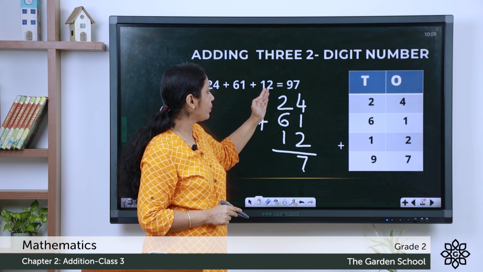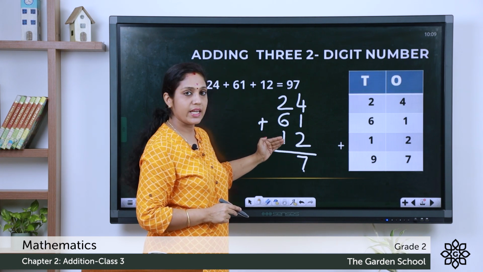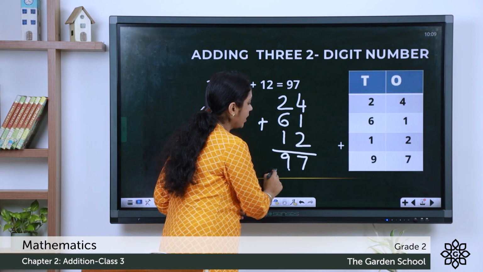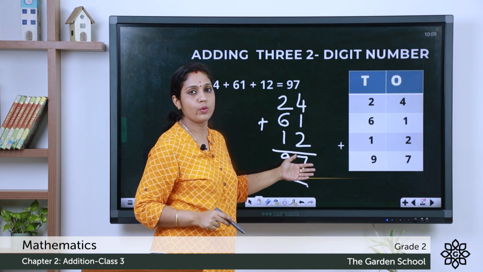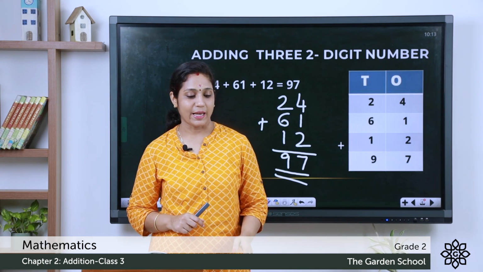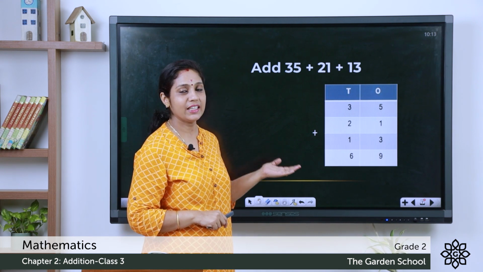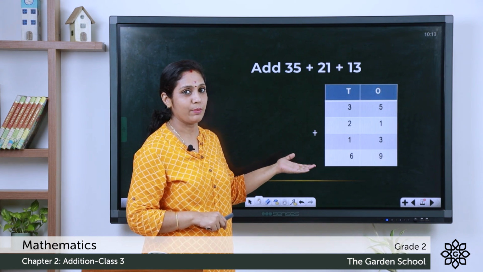So, it is 2 plus 6 is 8 and 8 plus 1 is 9. So, we get the answer 97. So, this is how we add 3 two-digit numbers. Let's do another example. Here we have 35, 21 and 13. So, let's add these three numbers.